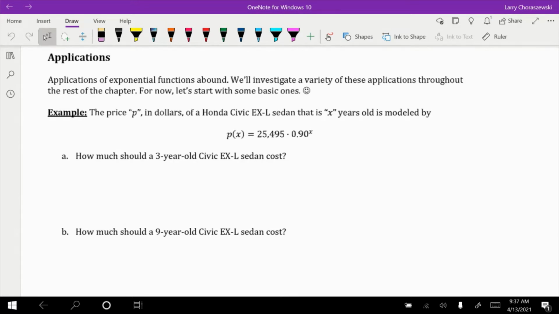So in our first application problem, we're going to look at an exponential function that models the price of a specific kind of car, a Honda Civic EXL. It says here the price P in dollars of this kind of car that is X years old is modeled by P of X equals 25,495 times 0.90 to the power of X. So thinking back to our definition of an exponential function, 25,495 is our value of C, and then 0.90 is our value of A.